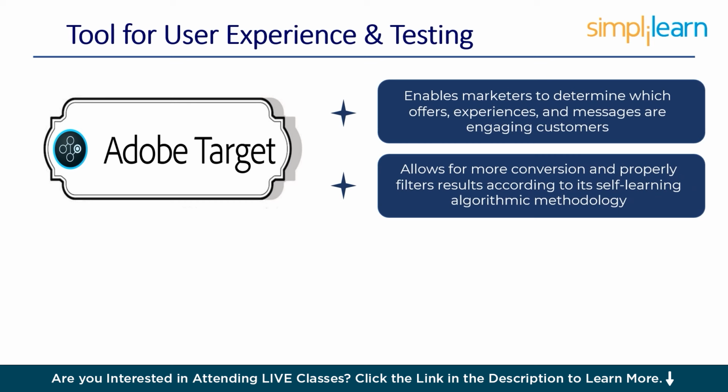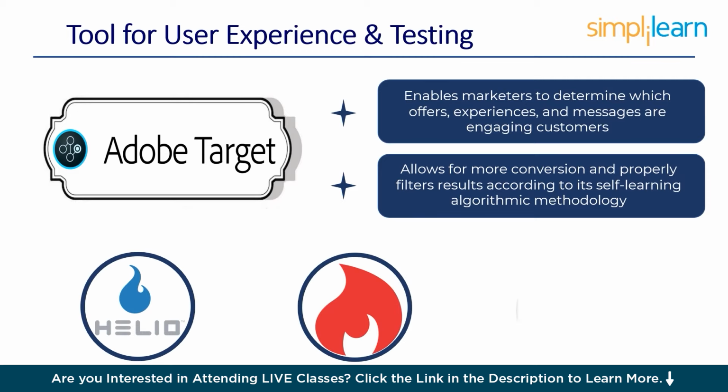It allows for more conversion and properly filters results according to its self-learning algorithmic methodology. The tailoring of consumer interactions across all marketing channels and business contact points may also be automated. Other tools that can be used for user experience and testing are Helio, Hotjar, and UXCam.